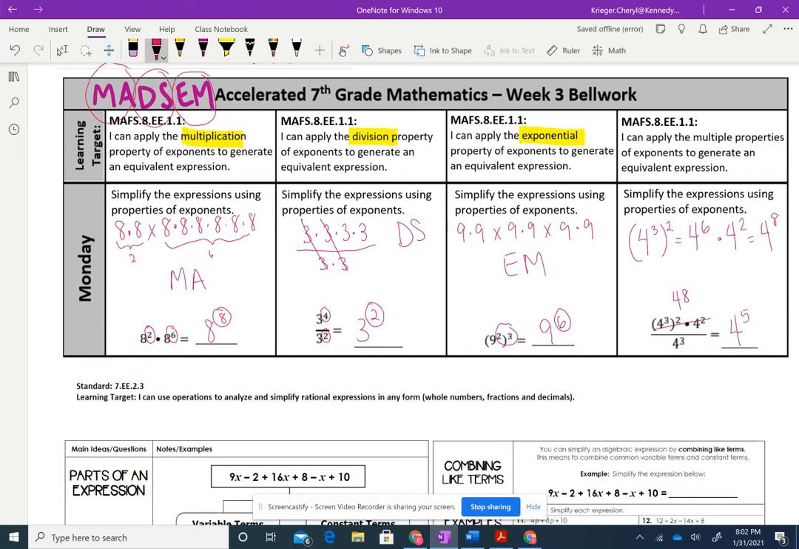Okay, and we're going to be practicing that all week, so if you don't understand it today, that's okay. Write down your questions and I will answer them tomorrow.